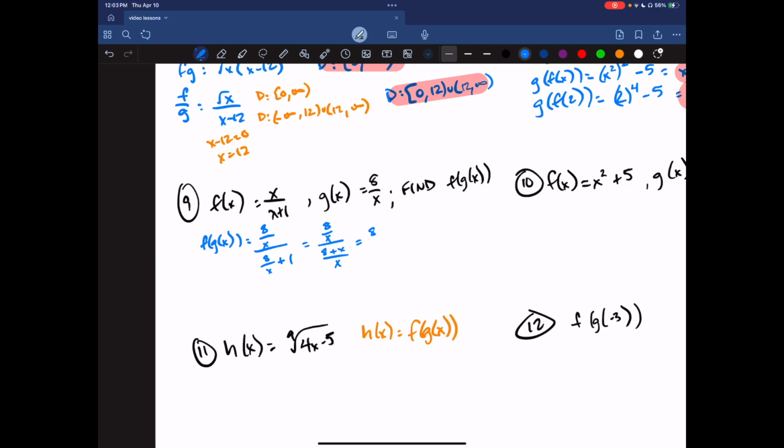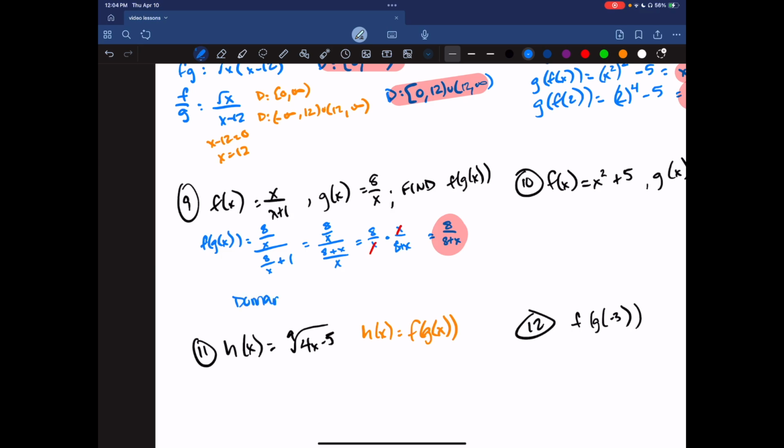Now, this is 8 over x divided by this fraction, and when you divide fractions, you multiply by the reciprocal. So I'm going to change this to multiplication and flip that fraction, so that's going to be x over 8 plus x. Now you can see that my x's are going to fall out, and my answer is going to be 8 over 8 plus x. So that is the result of plugging g into f, but let's think about the domain for a second.